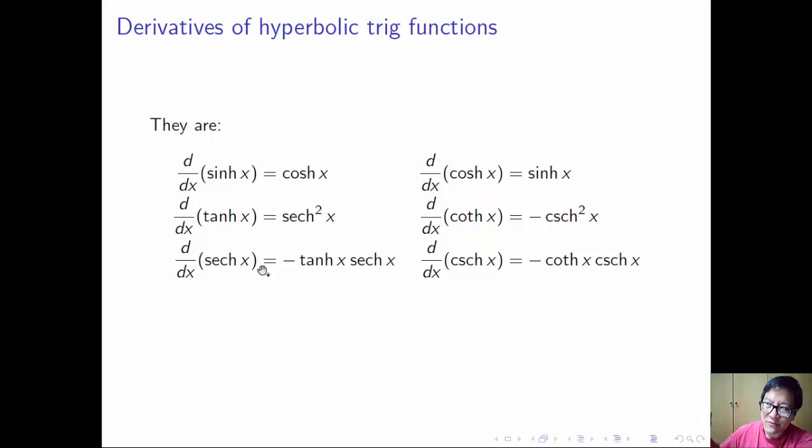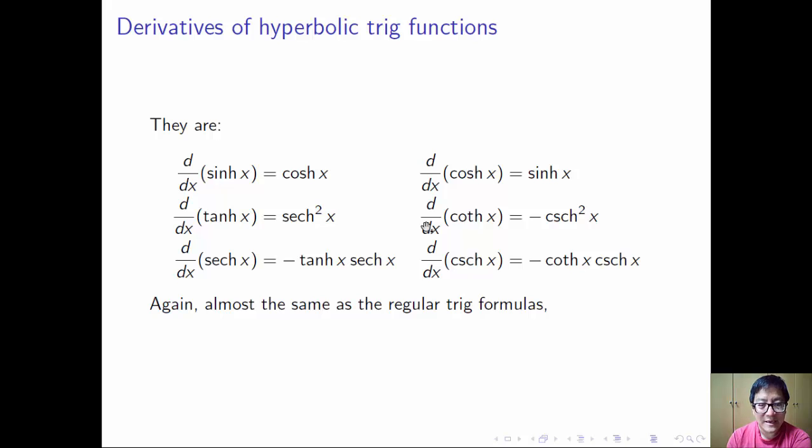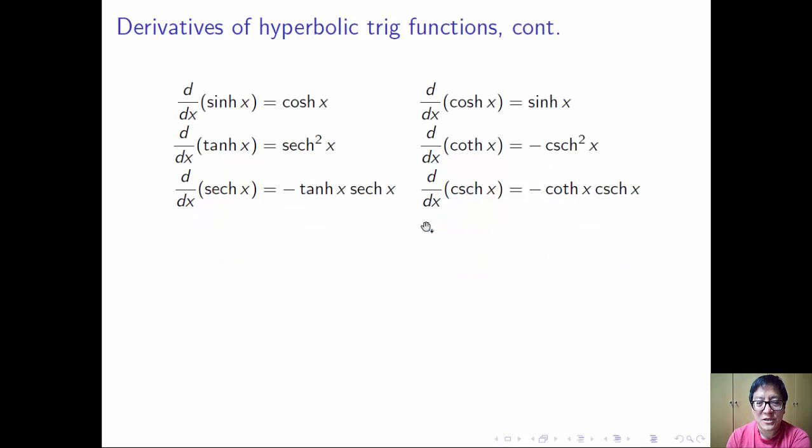I hope you recognize a lot of these formulas from the regular trig functions. They're all sort of the same, except that some of the pluses and minuses are different. Remember, for the regular trig functions, the derivative of sine is cosine, and the derivative of cosine is negative sine. Well, here you have a plus, and once you know those two facts, all the other ones follow in exactly the same way as the derivatives of the regular trig functions. Like I said, almost all the same, but with some signs changed.